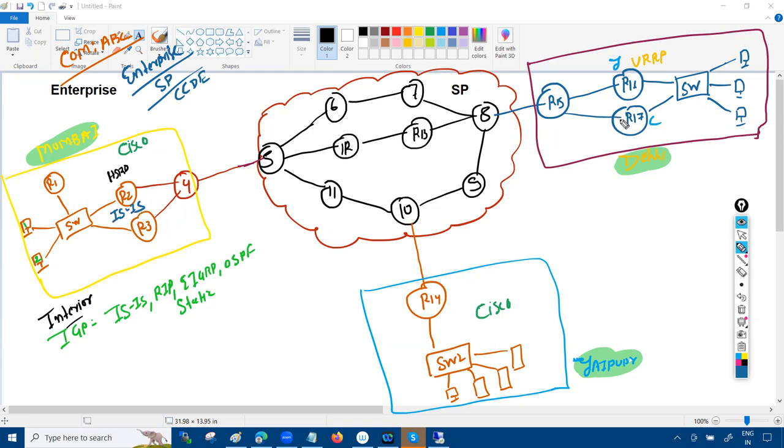Over here, again, we have different vendors. We cannot go with the EIGRP protocol. I'm going with OSPF now, between router 5, router 16, and router 17. How about this one right now? Either you can go with a default route, because this is a single-homed connectivity, or we can go with the EIGRP protocol.